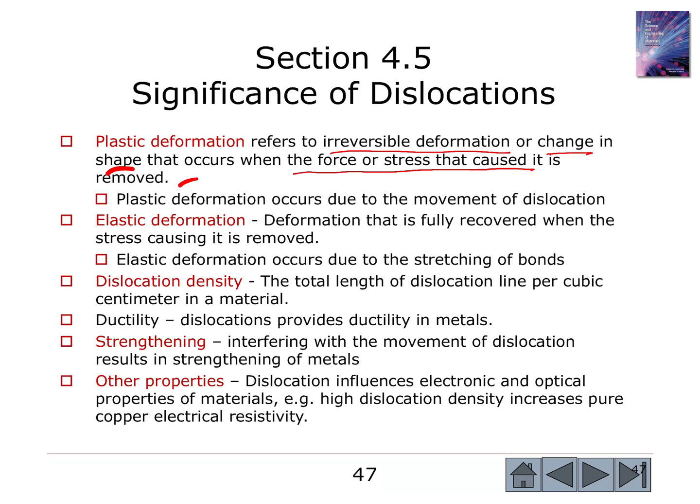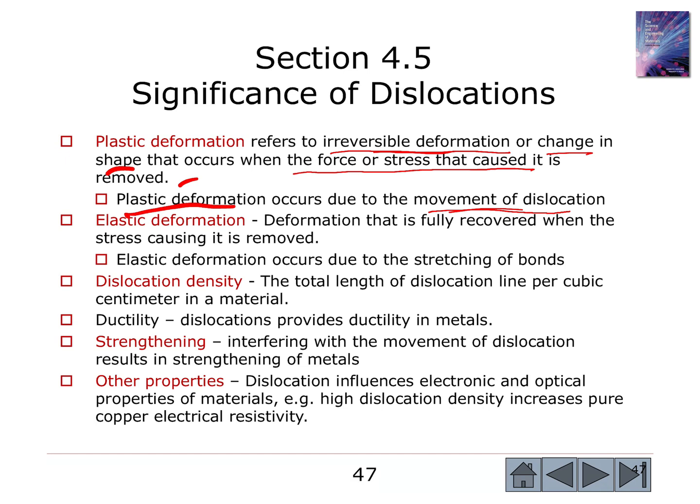And why is it irreversible? Because the dislocation moves, and when a dislocation moves, a bond is broken. When bonds are broken, it becomes an irreversible process. You need to give energy, or apply force on the system, in order to remake that bond, right? So breaking of a bond is an irreversible process. That's why plastic deformation is irreversible. Why? Because dislocation moves, and when dislocation moves, the bonds are broken.